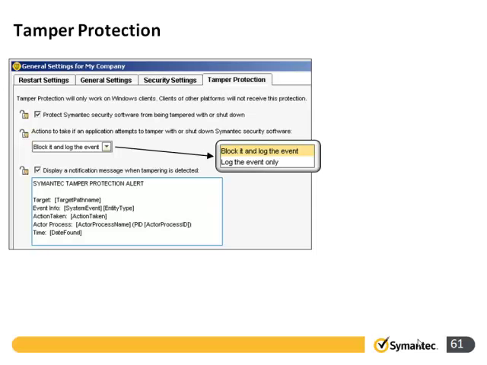And the tamper protection. We can protect the Symantec security software from being tampered with or shut down. And it's a good idea to put tamper protection in operation. You can choose to block and log it or just to log the event only. And you've got the notification message that can be displayed.